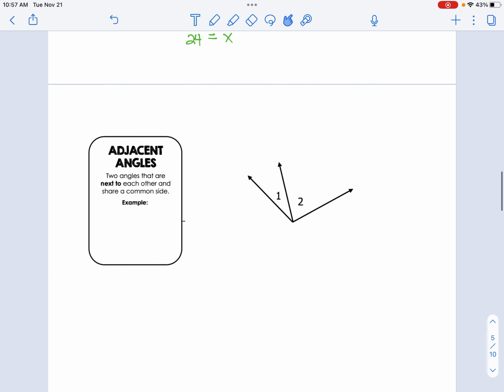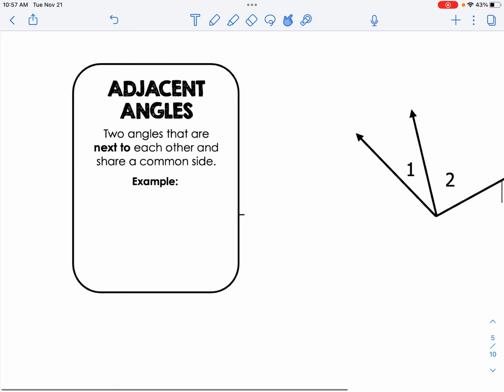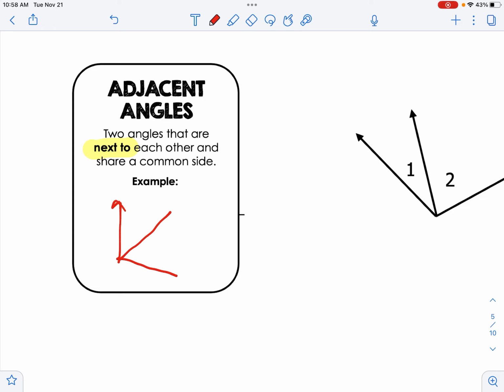All right, the next one here is adjacent angles. Adjacent, if you recall, just means next to, and you can see here I've already bolded this. You might want to highlight that as well. That just means next to. So an example of adjacent angles would simply be something like this, where I have angle 1 and angle 2, and they are next to each other, and they share a common side. So you can see right here would be the side that they share.